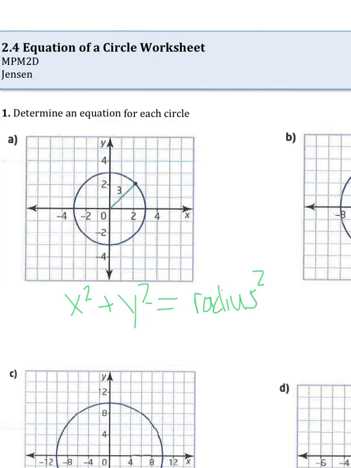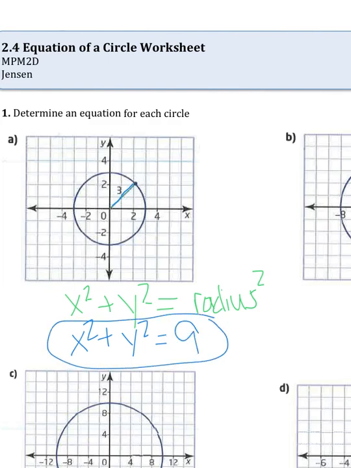So really straightforward. This first problem they give us, they say, what's the equation for this circle? Again, we start with x squared and y squared. The radius it shows us right here is 3. So then 3 squared would be 9, and here's my answer. All there is to it.